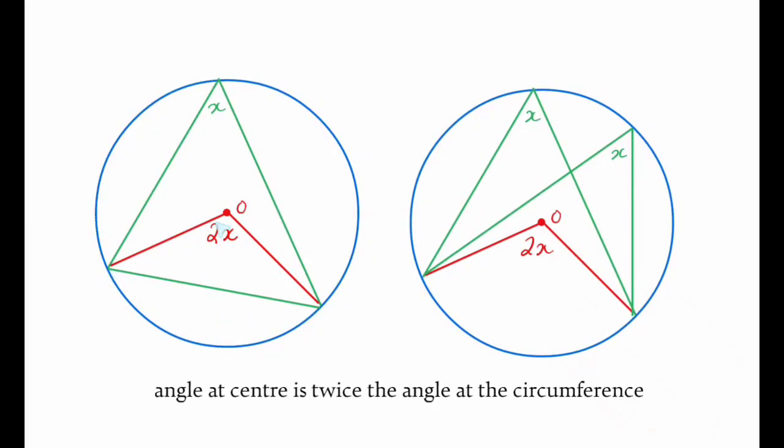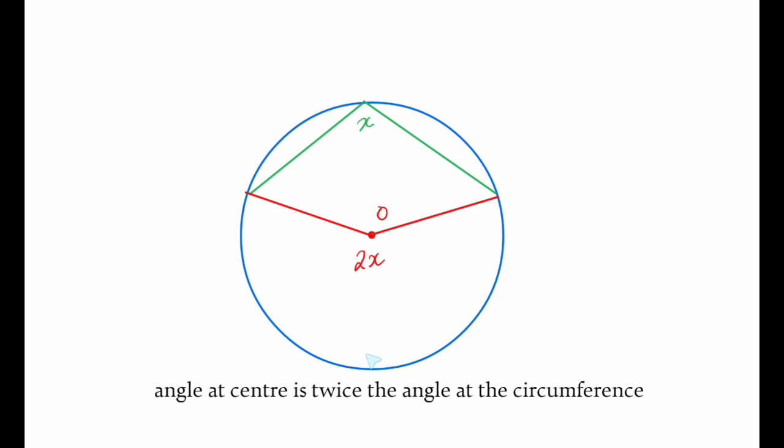The next theorem states that the angle at the centre is twice the angle at the circumference. Angle x is subtended to the circumference from the green chord. Bringing the ends of the same chord to the centre of the circle produces an angle twice as big. The second example shows that the angle at the centre can be a reflex angle.